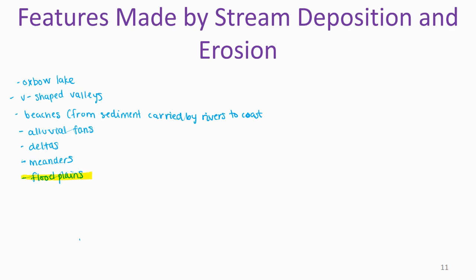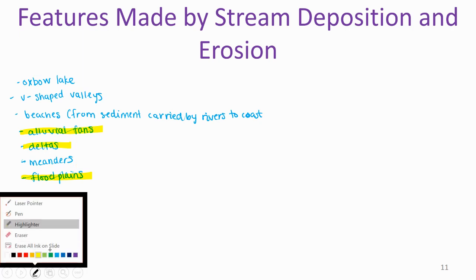If we look here, these are going to be our deposition features. So the floodplain is deposition, the delta is deposition, the alluvial fan is deposition. The meander, once again, is actually both deposition and erosion happening there.